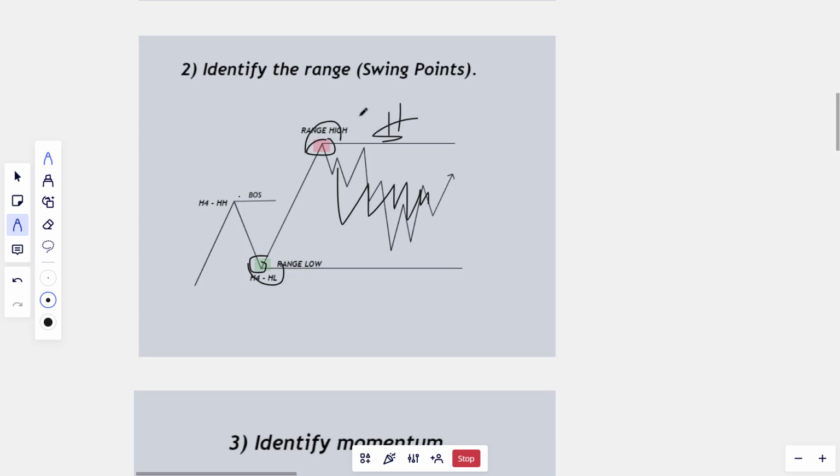We have to identify our range, where we are at on the charts. So after we identify what type of structure we are in, whether a bullish or bearish structure, second, we have to identify our range. Now let's go to number three.